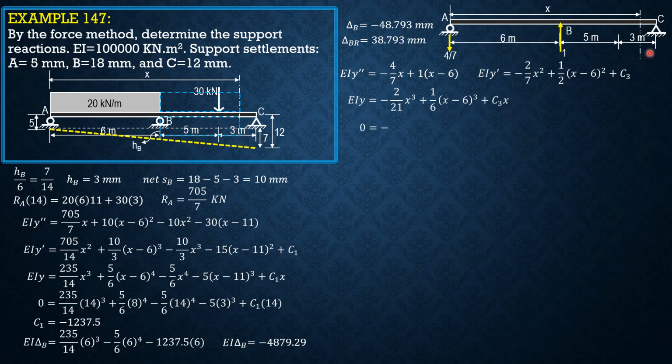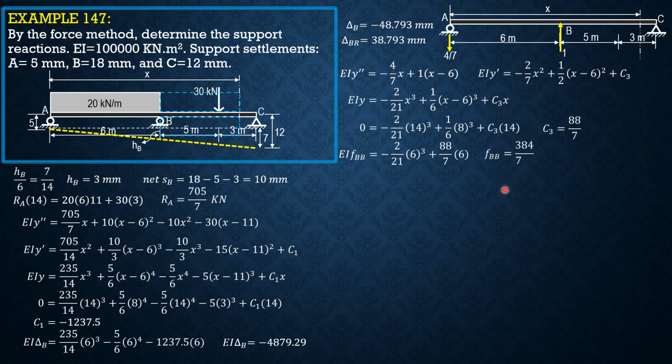Then we can evaluate c sub 3 by setting x equals 14. So 0 equals negative 2 over 21 times 14 cube plus 1 over 6 times 8 cube plus c sub 3 times 14. Solving for c sub 3, c sub 3 is equal to 88 over 7. Then from there we can compute FBB in this equation by setting x equals 6. The corresponding displacement here is FBB. If we multiply that by RB, then we should equate that to 38.793 mm. So EI FBB equals negative 2 over 21 times 6 cube plus c sub 3, which is 88 over 7 times 6. So FBB equals 384 over 7 EI, where EI is 100,000.